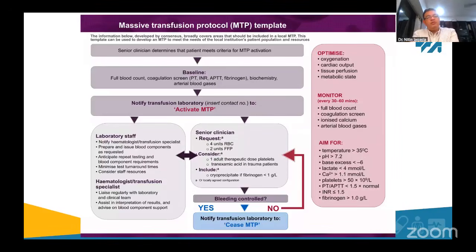Once you've got a shock patient, you've started your crystalloids. Obviously, we need to talk about the massive transfusion protocol. This is just a template which I'm sharing over here.